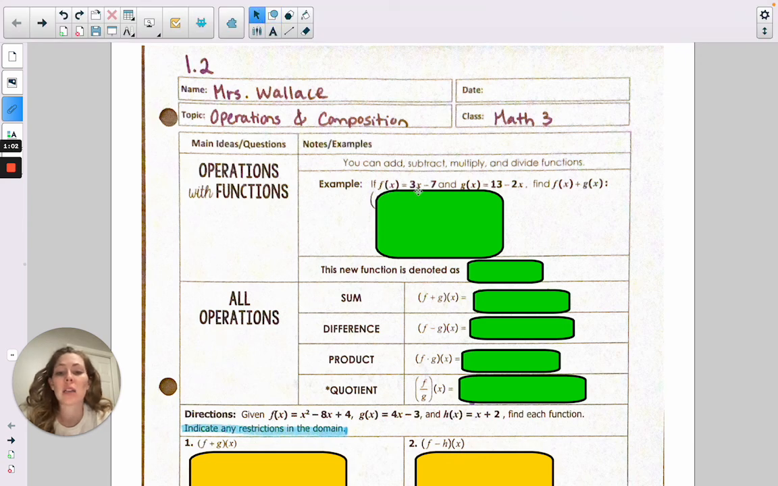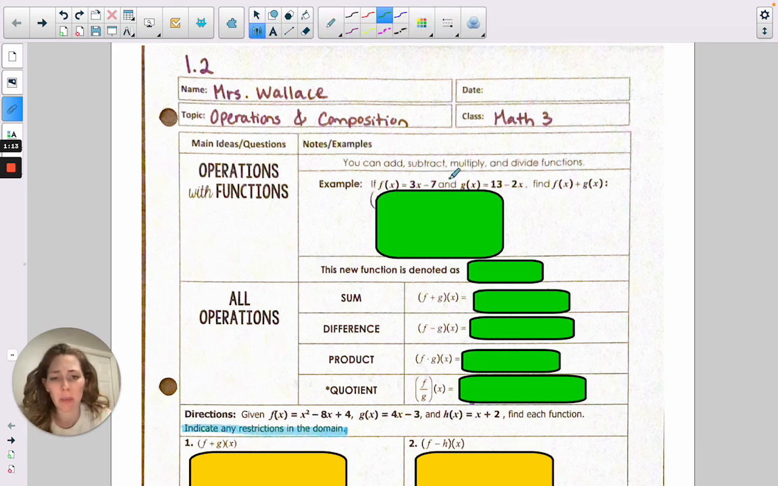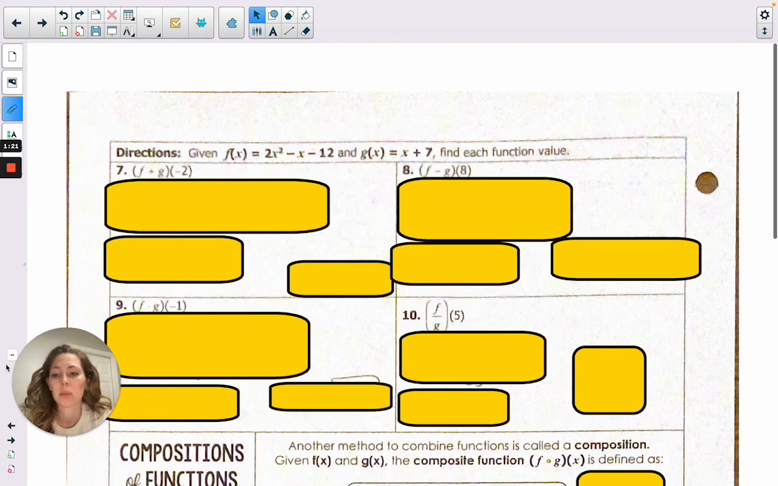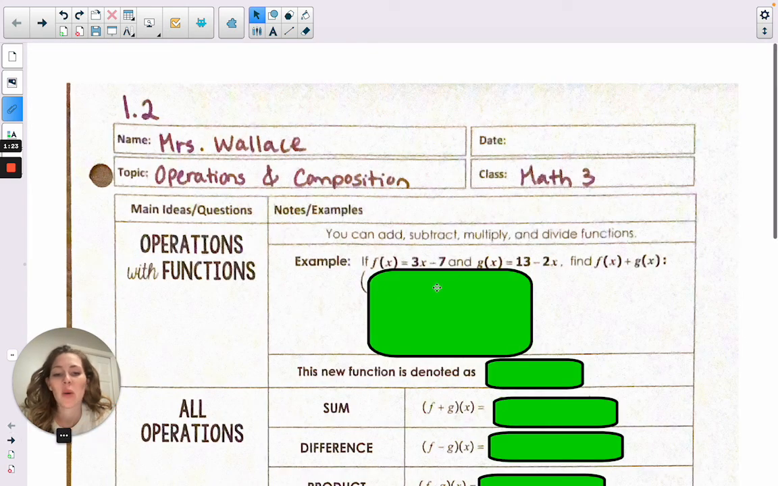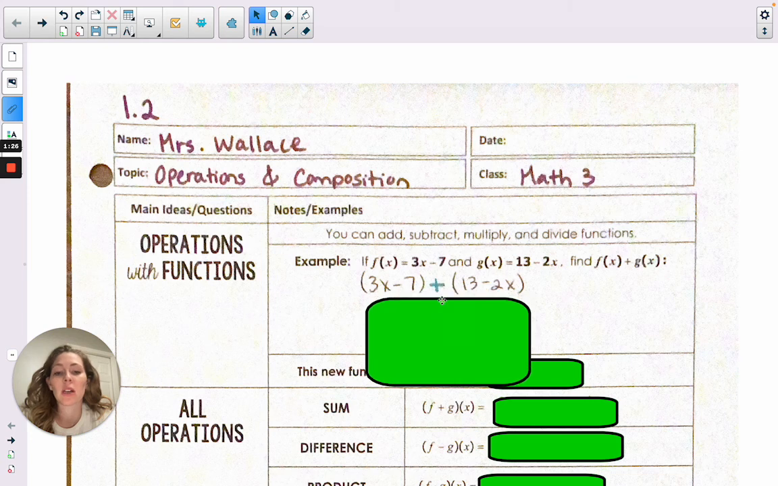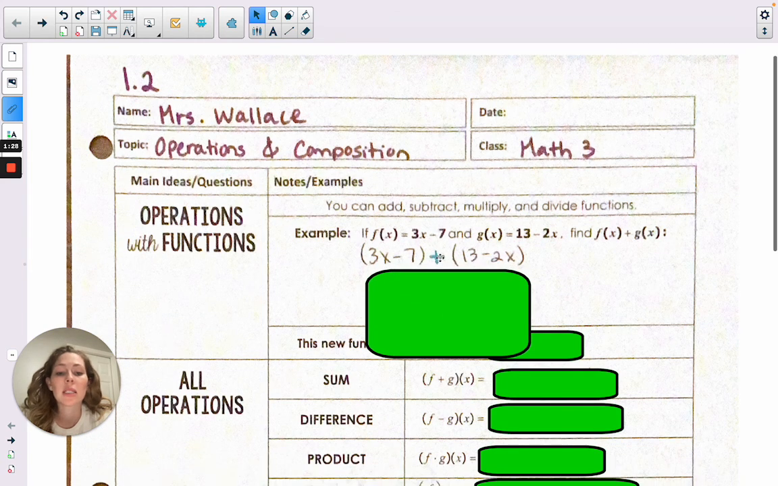So if f of x is 3x minus 7 and g of x is 13 minus 2x, find f of x plus g of x. You're adding these two functions together. So essentially you have a big plus sign happening in between those two functions. Literally I wrote f of x down, plus sign, g of x down. Just f of x plus g of x, because that's what this is asking me.